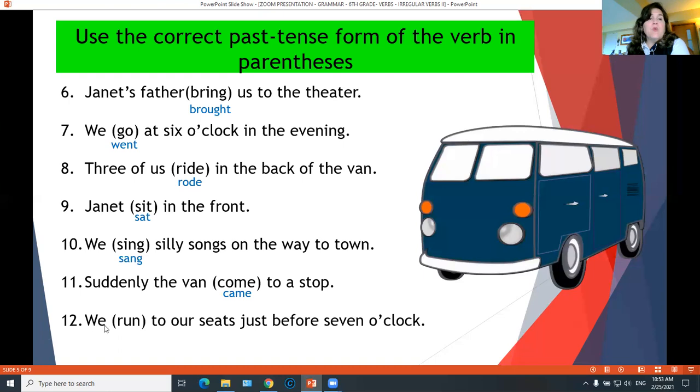Number 12, we, the verb is run, to our seats just before 7 o'clock. The past of run is ran, so we ran to our seats just before 7 o'clock.